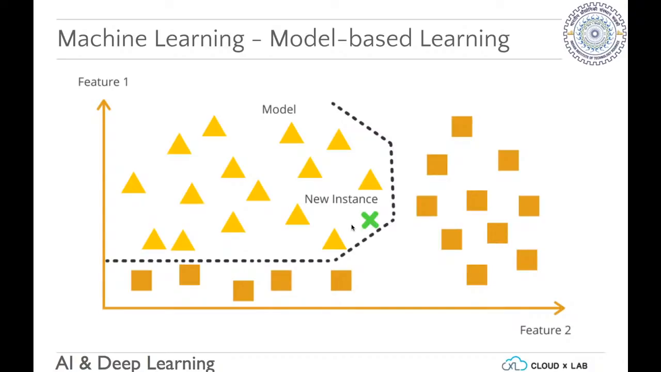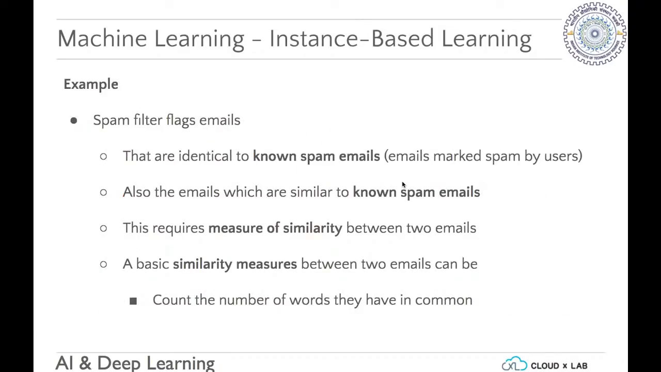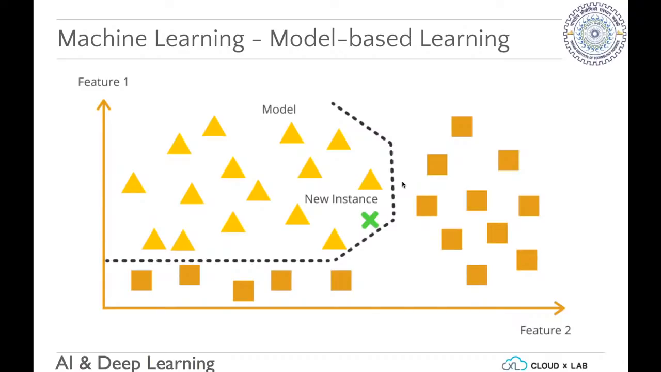So what I'm trying to say here is that model-based learning is about coming up with a mental model like this, and putting a new instance here and then comparing it with the model. Instead of comparing with the nearest one, we come up with a mental model like this, right? In instance-based learning, so imagine that.